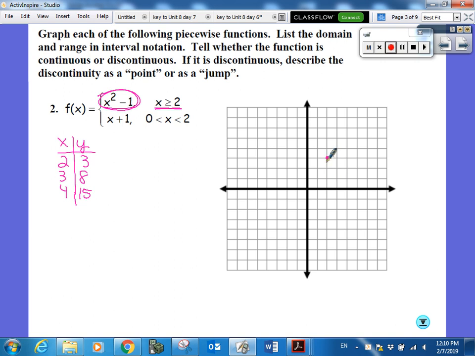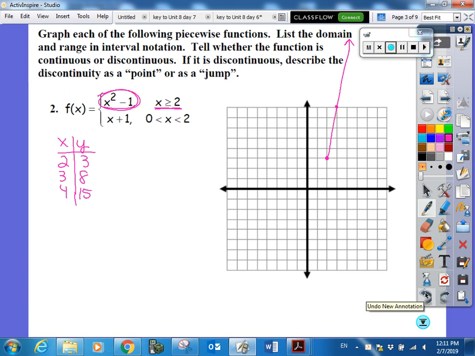We plot that point. It's a dot because it is greater than or equal to, so it's not an open circle, it's an actual dot. And then 3, 8. And then 4, 15, somewhere up there. So this is going to be part of a parabola. If we were to draw that whole parabola, it would come down here and look like this. That's the entire parabola. But we don't want to graph the whole parabola. We want to graph a piece. And that piece is the piece x is greater than or equal to 2.